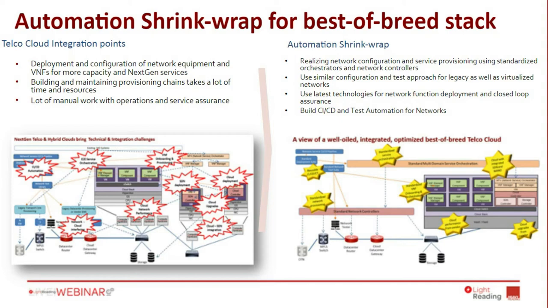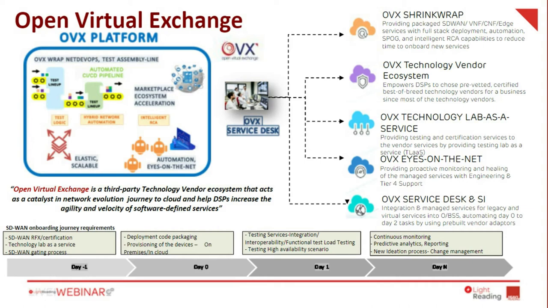Now, how are we achieving this? What we realize is that there are different software vendors coming with different solutions. There are different OEM vendors for bare metal, coming with their solutions. And so we started putting together an open virtual exchange at the beginning of this year. The idea there was to launch a shrink-wrap, which will bring together a full-stack deployment, and will bring the automation engine, the intelligent RPA capabilities.